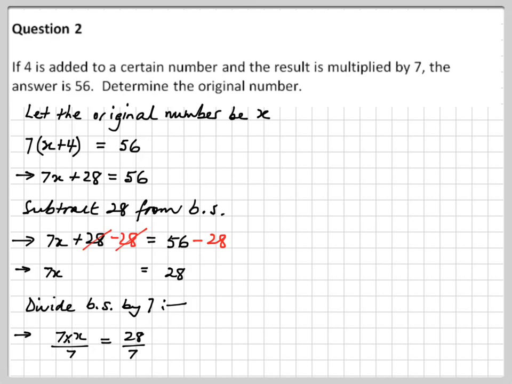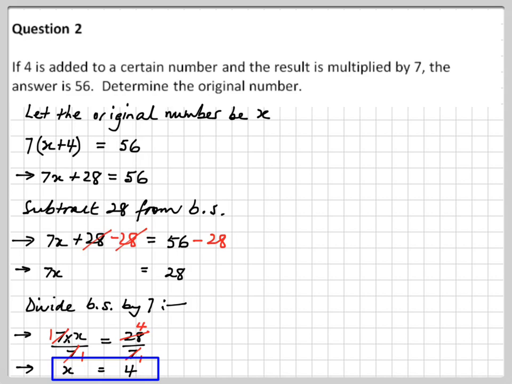Right, very good. Now let's do some cancelling. 7, yes, those 7s cancel out. 7 goes into 7 once, and 7 into 7 on the top once. And then on the right-hand side, 7 goes into 28 4 times. So what are we left with, guys? After we do a clean-up line, we've got x equals 4.